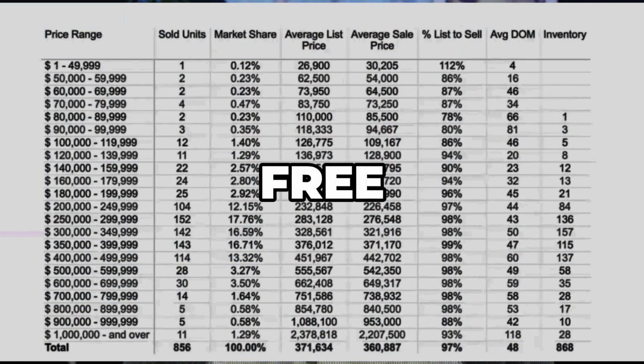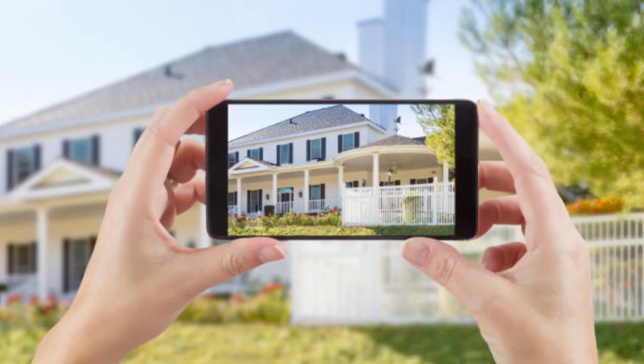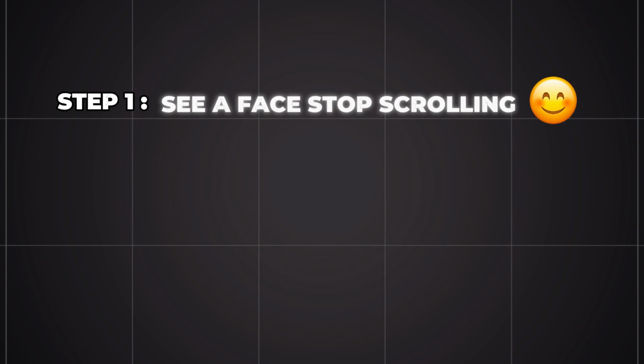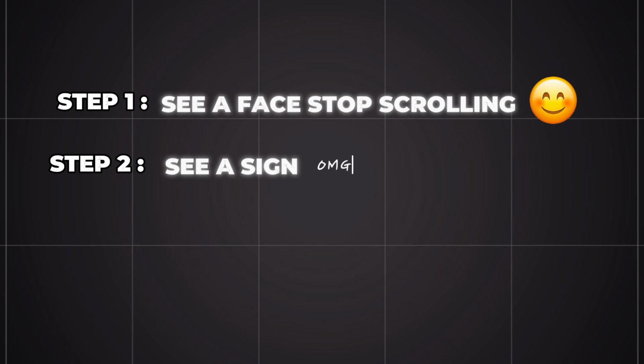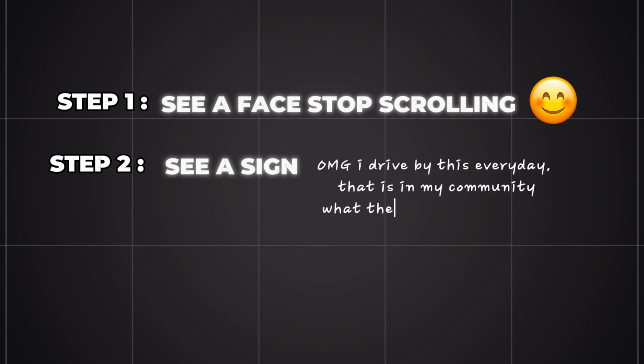Secondarily from that, if you're offering up a free list of homes in a specific neighborhood, go get your photo taken in front of that neighborhood sign. This now creates the familiarity factor. So first they see a face, they stop scrolling. Step one. Step two, they see the sign and they're like, oh my gosh, I drive by this every day. Like, that is in my community. What the heck is this about? They now feel like that ad is made for them, and it's just not another ad that anybody across the nation is seeing. This is an ad for them in their local market.